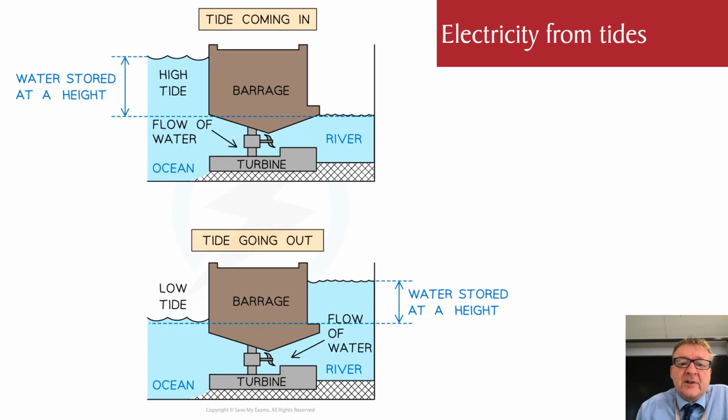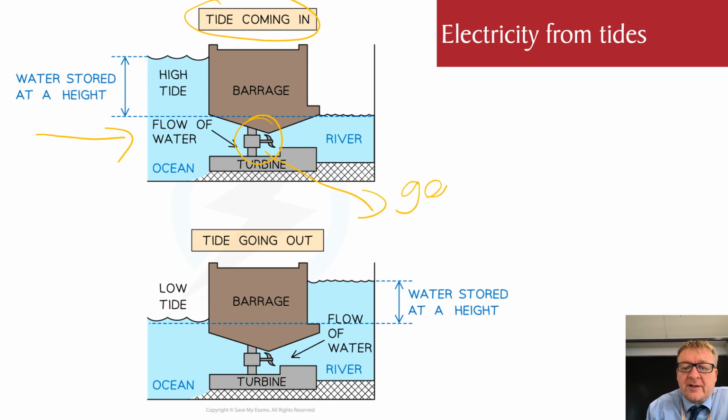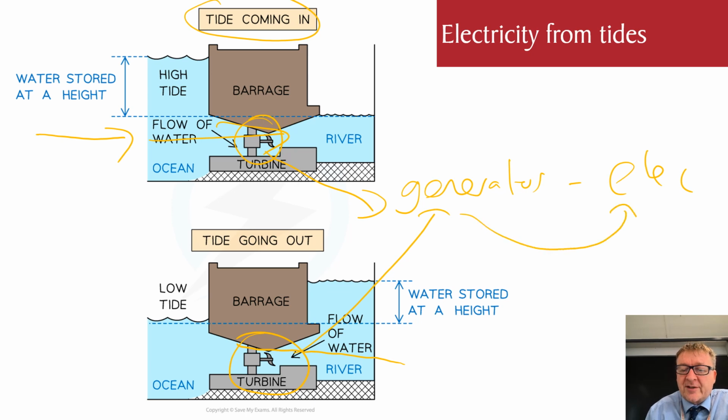Tidal energy. On this top one here, this is the tide coming in. So water comes in that direction, and it goes under the barrage, because it can't go over the top of it, and there's a turbine here. And you'll never guess what that's connected to. It's connected to a generator, which then makes your electricity. So that's the water flowing in that direction. When the tide goes out, water flows in the opposite direction. It makes the turbine spin, which spins the generator, which then makes electricity.